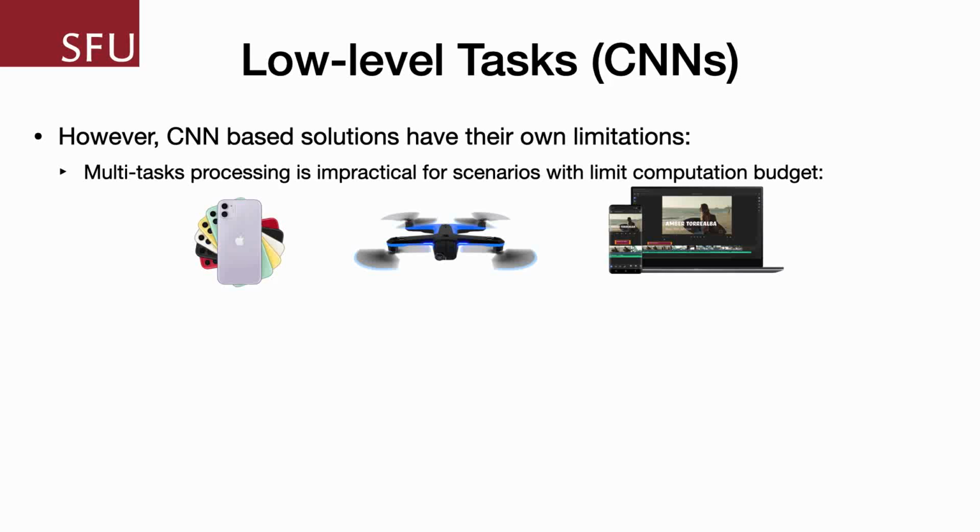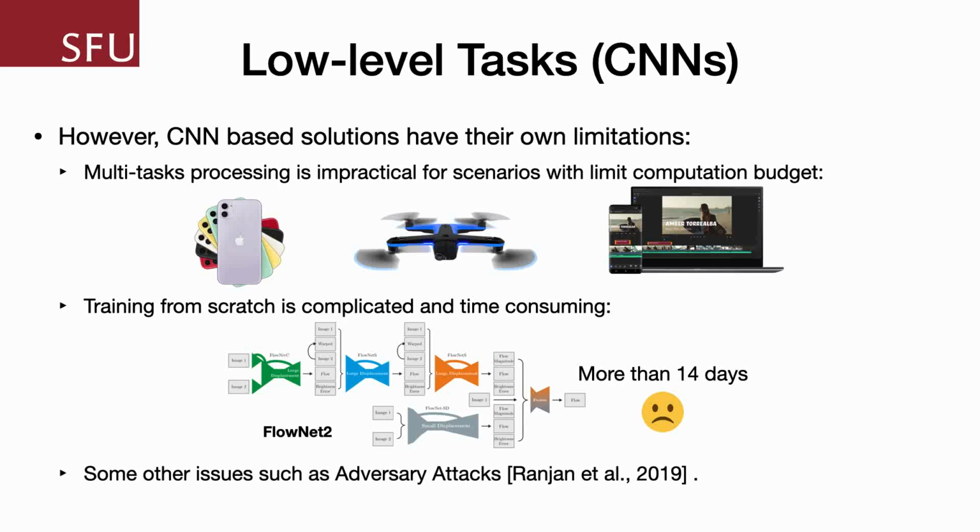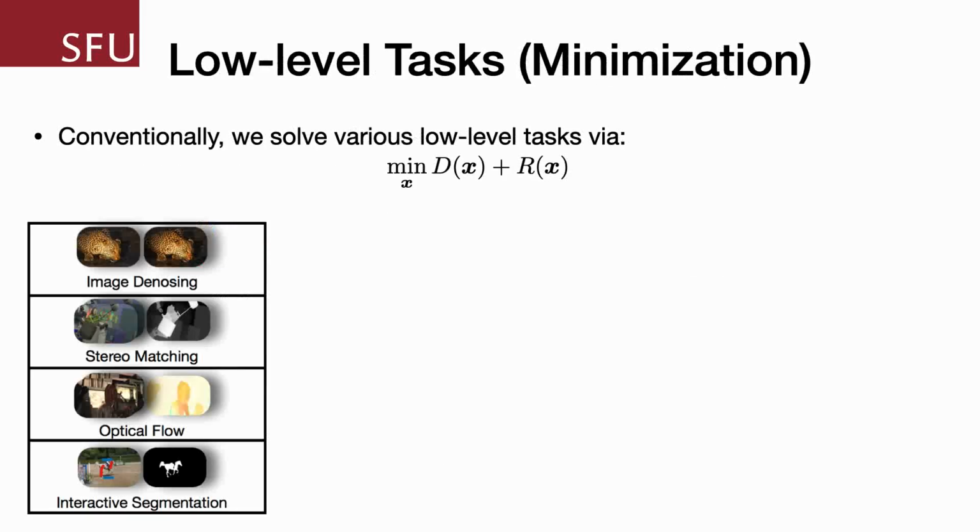Handling multiple tasks at the same time is difficult, especially for scenarios with limited computation budget or need real-time interaction. Training is also complicated and time-consuming, especially for applications beyond single image, such as optic flow. Some other issues also exist, such as adversary attacks. So maybe we should find some inspirations from the methods other than CNNs.